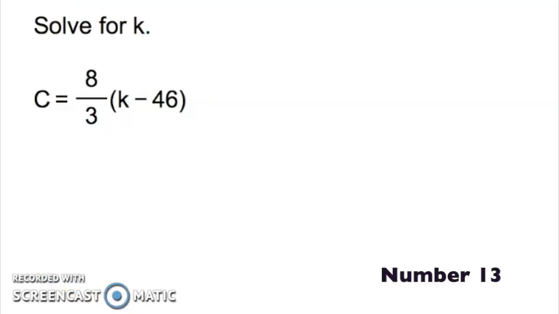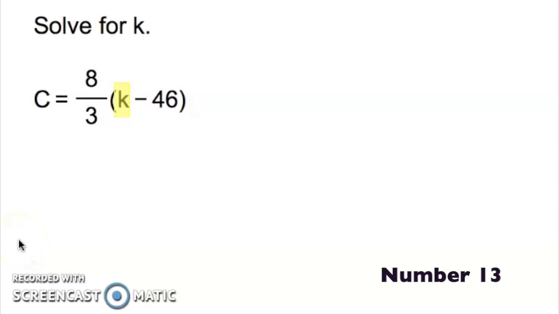Solve for k. The equation is c equals 8 over 3 all times k minus 46. Now notice we have more than one letter in this equation. What we need to do is highlight the letter that we're solving for so we know everything has to be moved away from that. First thing we take care of is this fraction that has to be moved first.